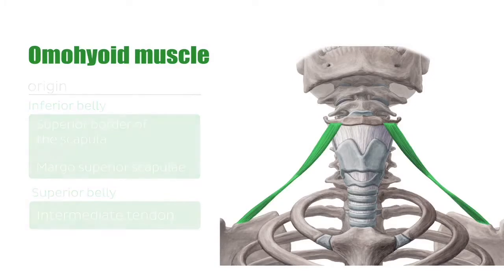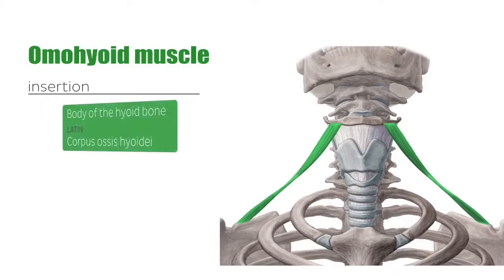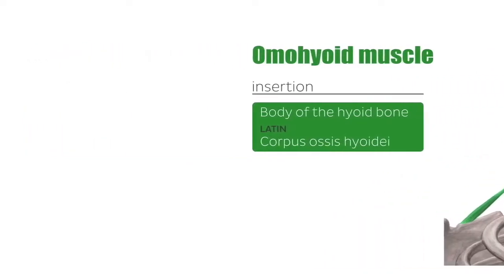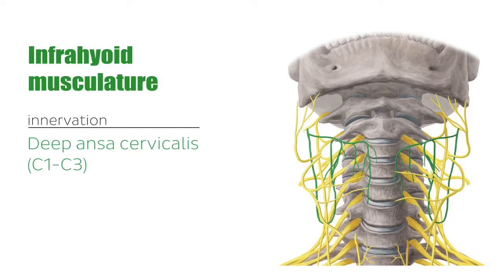Now, when it comes to the insertion point for the omohyoid, distally the muscle will attach to then the body of the hyoid bone. We are now ready to talk about the innervation of the infrahyoid muscles. Now, all four infrahyoid muscles are innervated by the deep ansa cervicalis, which arises from the cervical plexus.